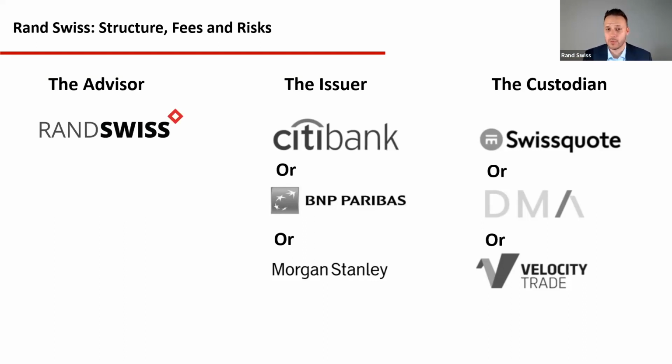We have 3 platforms that we use: Swissquote, DMA, and Velocity for custody. That is not an exhaustive list. If you have an offshore custodian, speak to us. There's an ISIN number on every note that's created, so we can often just send it to your account overseas. You don't have to use one of our custodians.